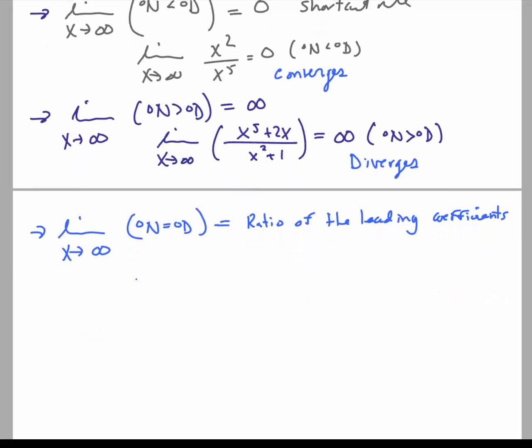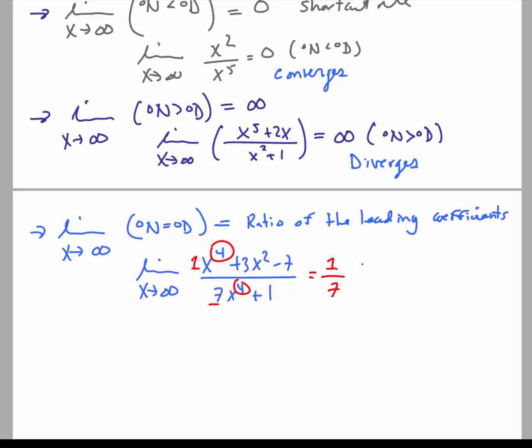Okay, so shortcut, limit as x approaches infinity, and we could also use negative infinity here as well. Let's say we have something like x to the 4th plus 3x squared minus 7 all over 7x to the 4th plus 1. Well, I look for the highest powers. In this case, it's my 4th powers, and I look at the coefficient. I have a 1 and I have a 7. So this is equal to 1/7. And how do I justify it? The degree in the numerator equals the degree in the denominator. So this would be an example of a convergent solution or a convergent integral.